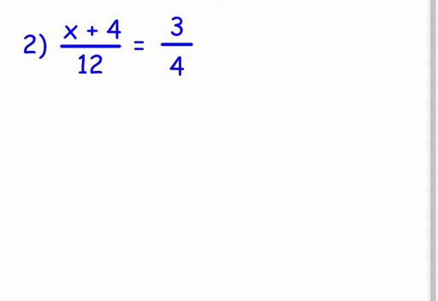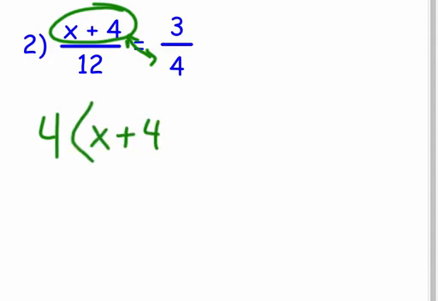So when I take this x plus 4 times 4, I'm really taking 4 times this whole thing. So 4 times that whole thing. So don't forget to put it in parentheses, right? Because I'm taking 4 times the whole thing. I'm going to end up needing to distribute. And then we take the cross product of the other one and set them equal.